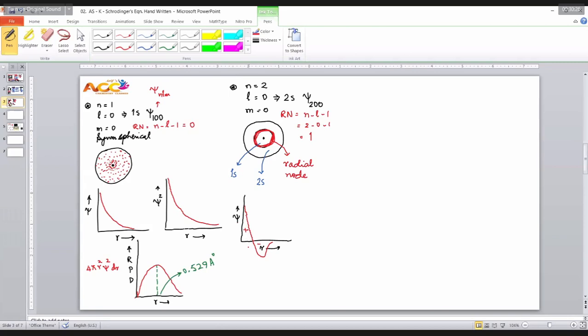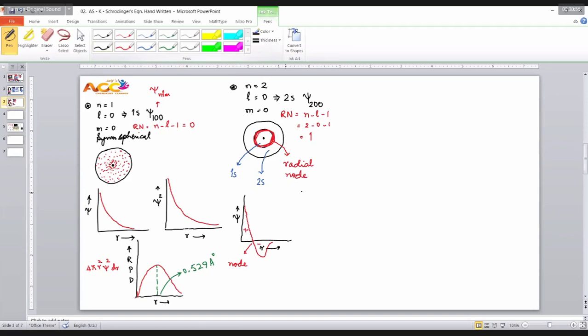What is a node? A node is a place where there is no chance of finding the electron. No, sir. A node is a place where you have a change of sign of psi. The sign is changing from plus to minus. This is known as a node. How many? One node should be there according to your calculation.